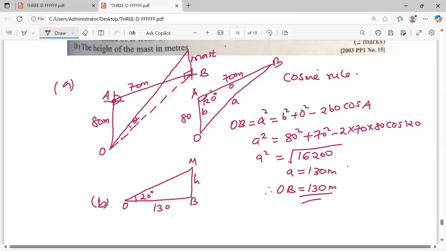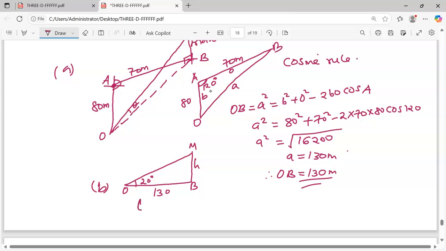Now, next we are going to use trigonometry, where the tan of angle theta, which is tan 20, will be equal to the opposite, which is h, divided by the adjacent, which is 130. Meaning for us to get the height, we multiply by 130 on both sides, where height is going to be 130 tan of 20 degrees, and this is going to give us 47.32 meters, correct to 4 significant figures, as the answer to this particular question.